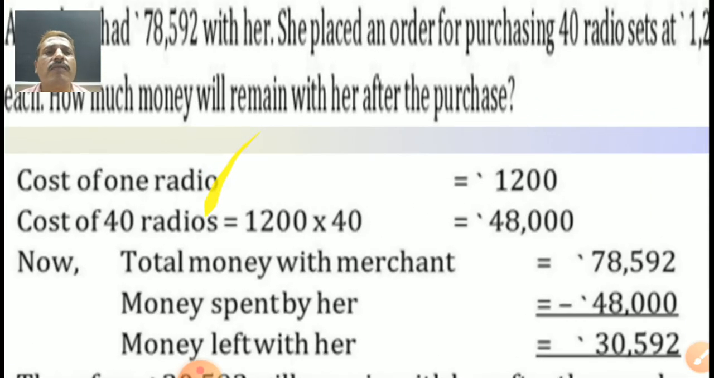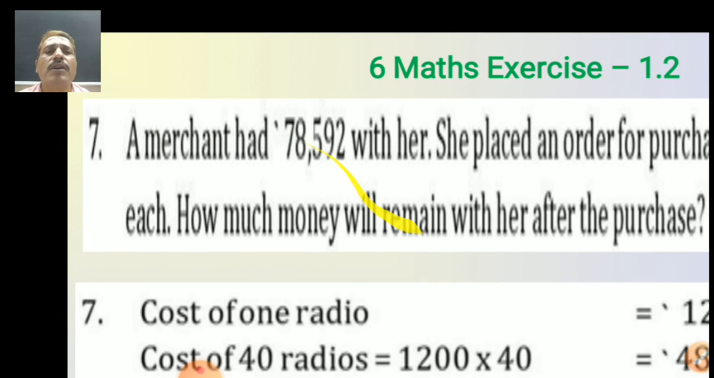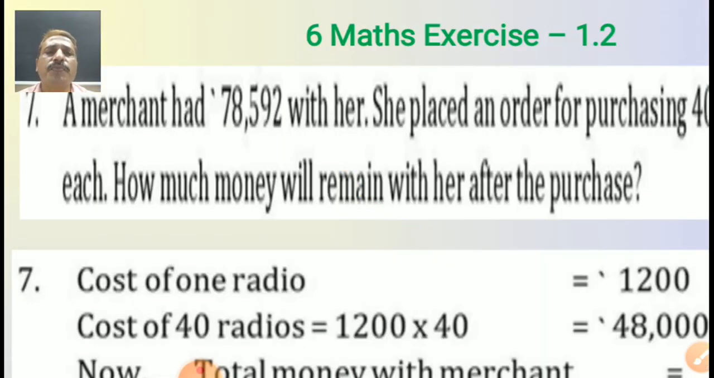Question number 7. It's also very easy. Question number 7. A merchant has this much rupees. Rupees sign is that, student. By mistake it is not printed. You can get the idea.